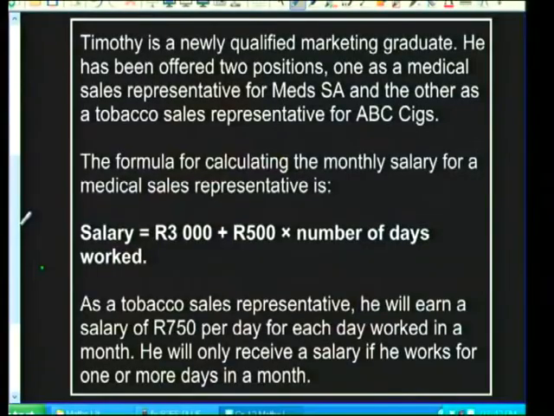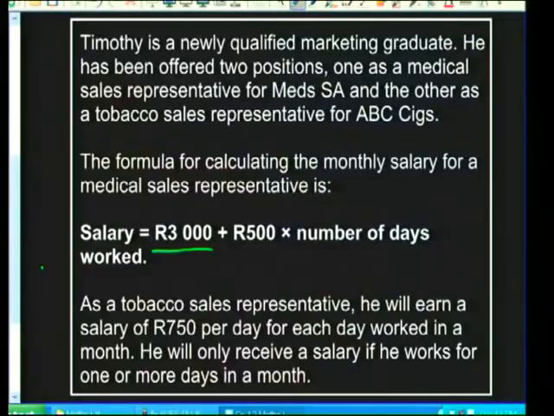The formula for calculating the monthly salary for a medical sales rep is given as follows. So salary is going to be 3,000 Rand plus 500 Rand for the number of days worked. Let's look at that. 3,000 Rand up front. So even if I don't work at all, so I don't go into work while I've had a bad month or whatever the case is, my salary is 3,000 Rand. Phenomenal. But were I to go actually into work, they're going to give me an extra 500 Rand for every day that I'm at work. So guys, you really want to go to work. So it's 3,000 Rand plus 500 for the number of days worked.